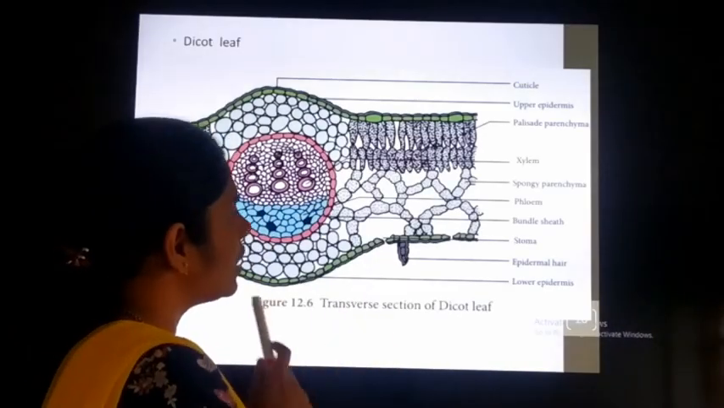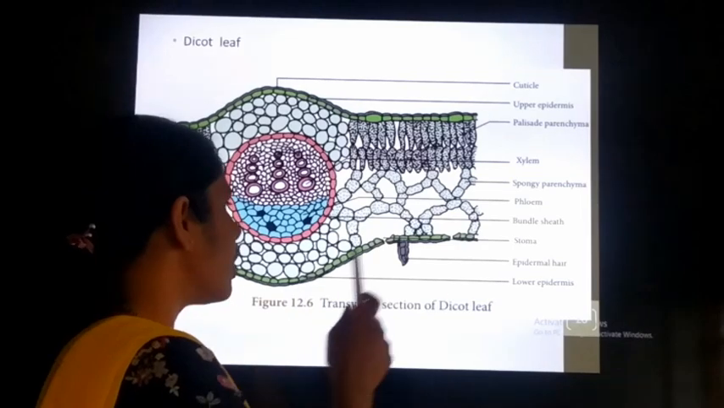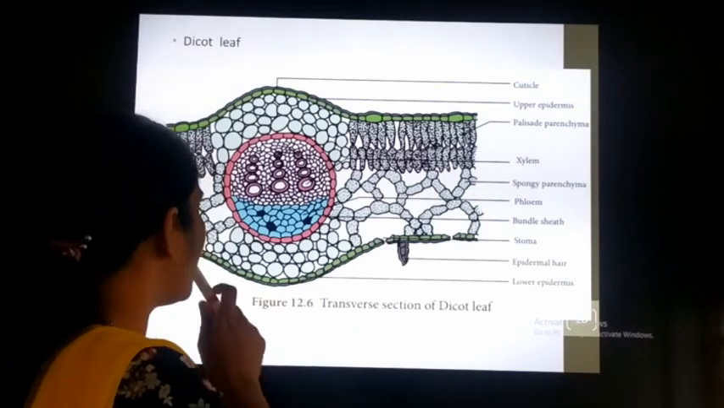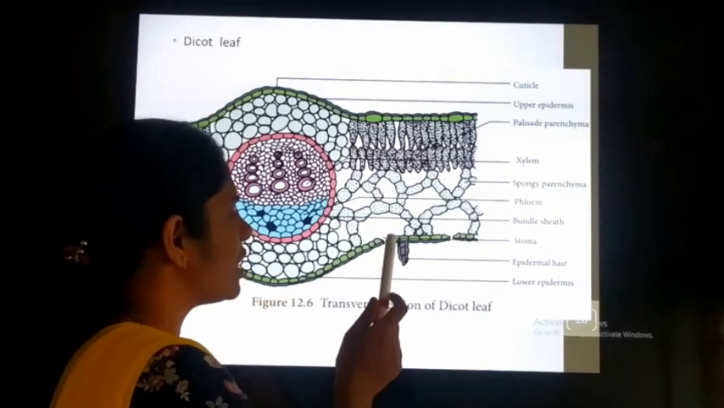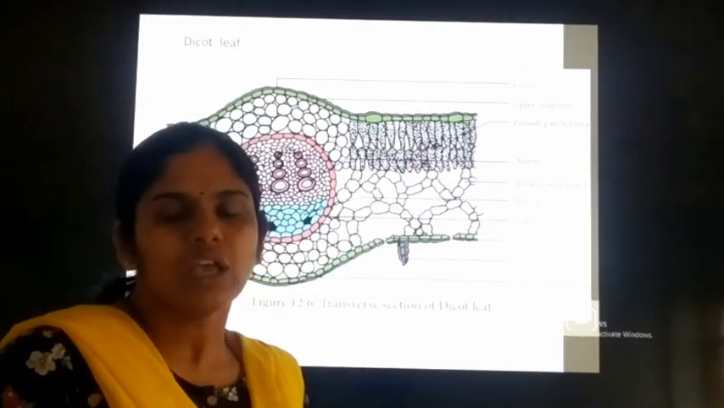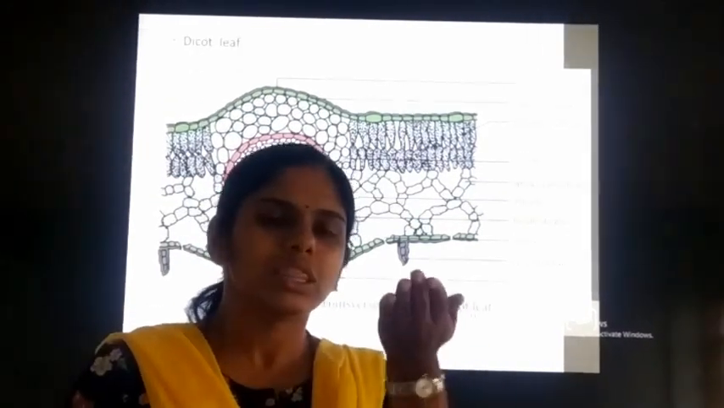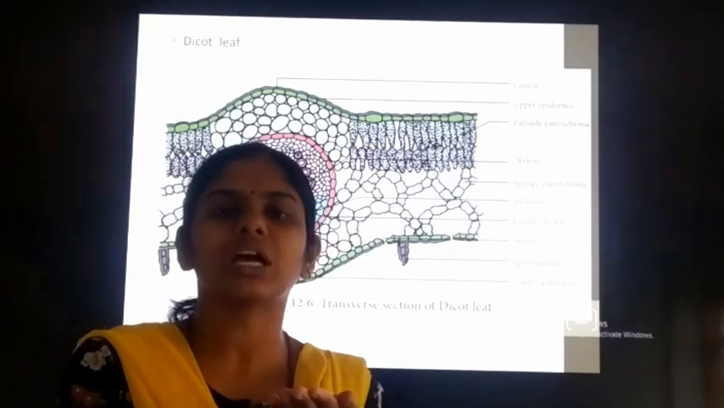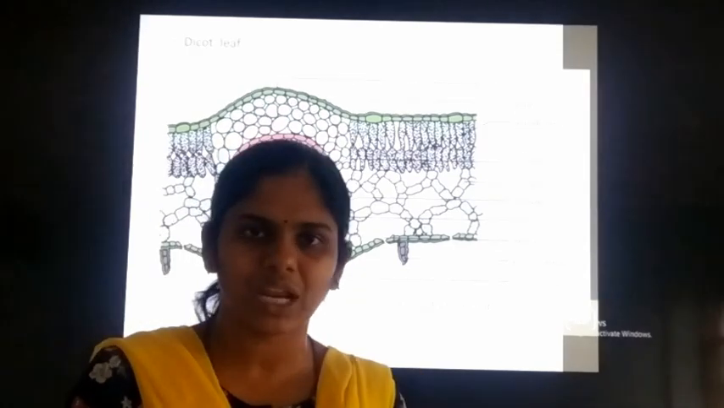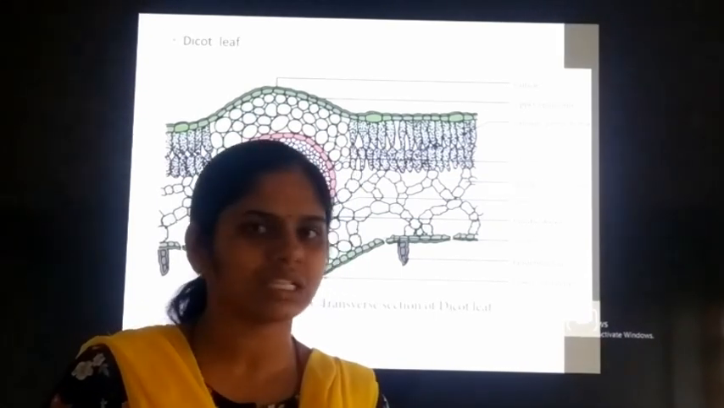Next, in the lower epidermis of a dicot leaf, there are a number of minute pores or small openings called stomata. In a dorsiventral leaf, especially a dicot leaf, more stomata occur on the lower surface. Why? To avoid an excess rate of transpiration. What is transpiration? Loss of water in the form of vapor is called transpiration.